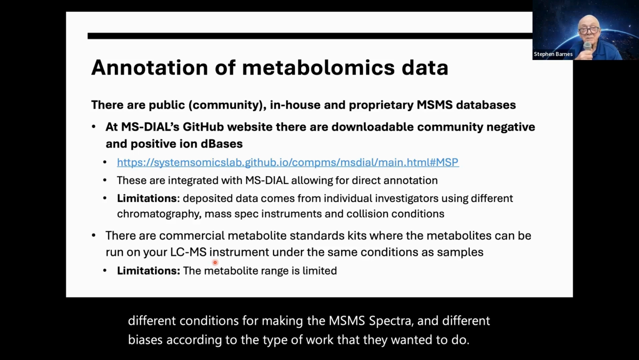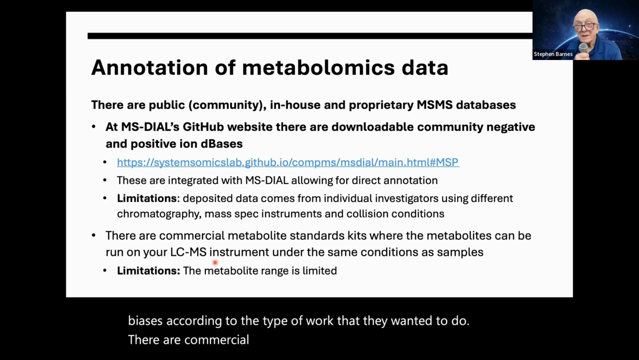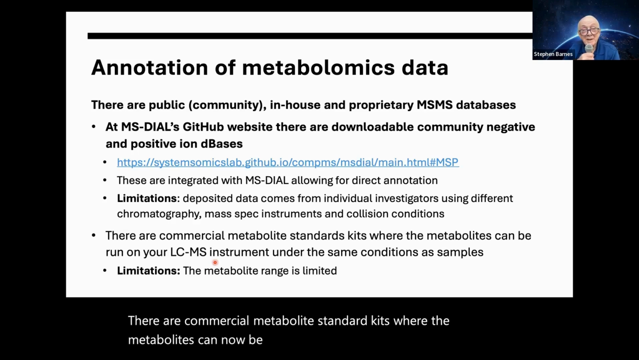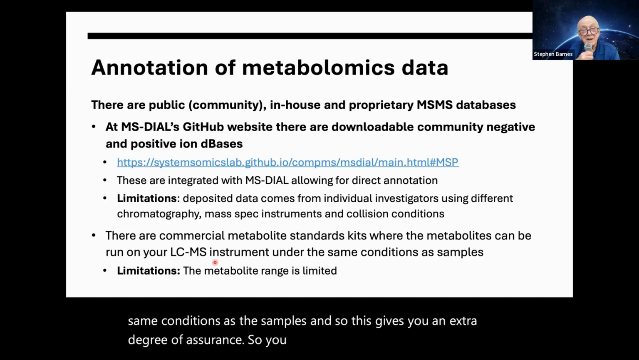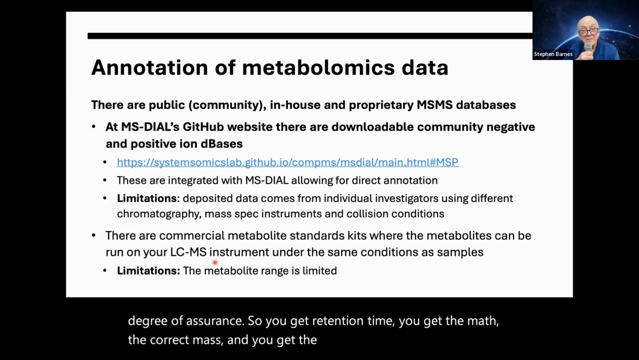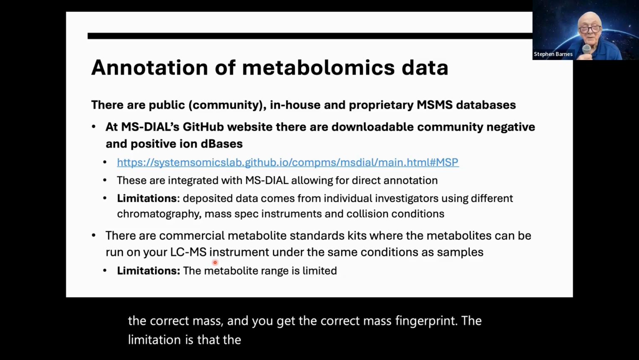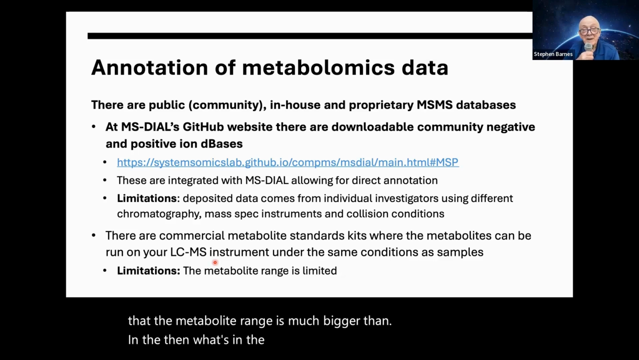There are commercial metabolite standard kits where the metabolites can now be run on your machine under exactly the same conditions as the samples. And so this gives you an extra degree of assurance. So you get retention time, you get the correct mass, and you get the correct mass fingerprint. The limitation is that the metabolite range is much bigger than what's in the standard kit. So there are advantages and disadvantages of it.